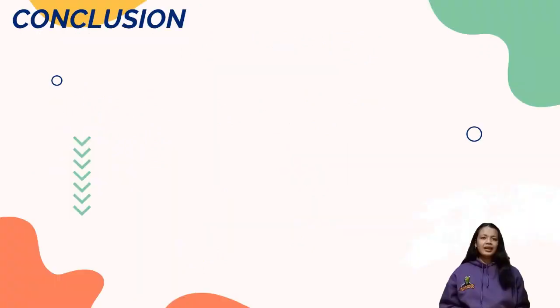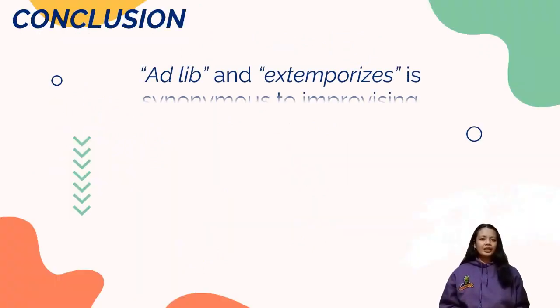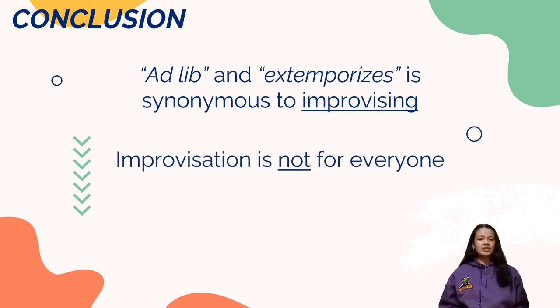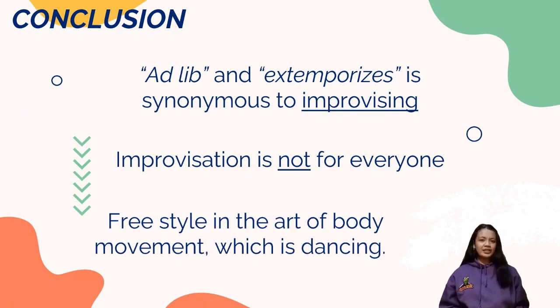Conclusion. As was stated before, ad-lib and extemporize are synonymous with improvising. It was pointed out that improvisation is not for everyone. It may seem easy, but in reality, it isn't. It is also the same as what we call freestyle in the art of body movement, which is dancing.